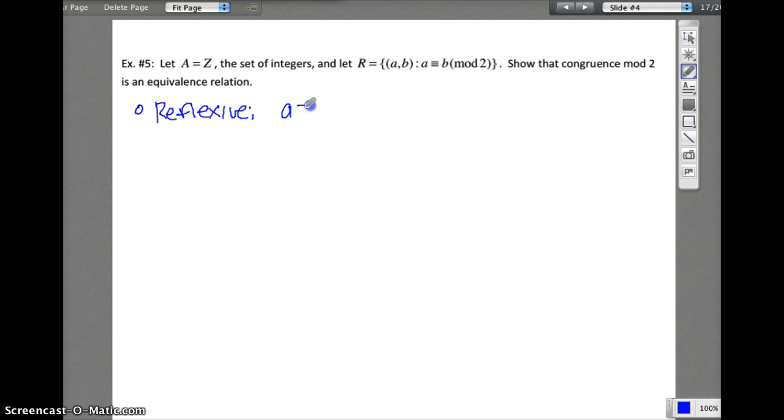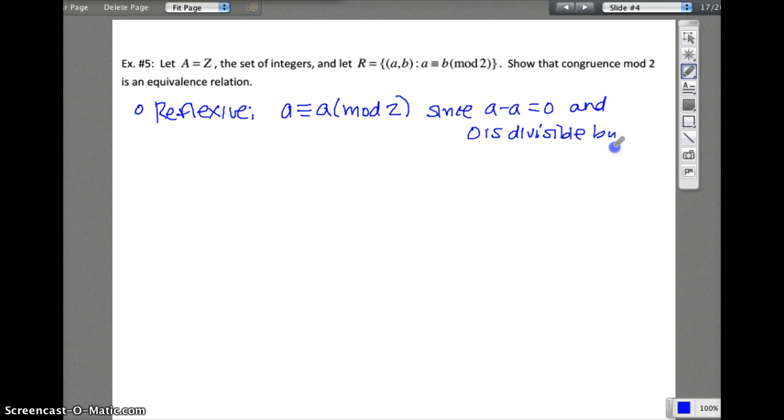We know that a is going to be congruent to itself mod 2 for any a because a minus a equals 0 and 0 is divisible by 2. So it is reflexive. So any number is going to be congruent to itself, mod 2, because the difference between a and a is always going to be 0.